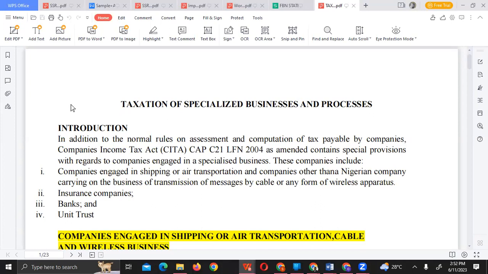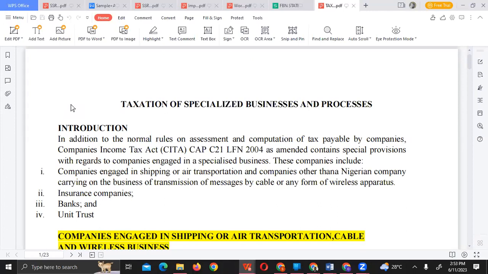And by specialized business, what we simply mean is businesses other than the conventional businesses, which do not run like the conventional businesses, and they need to be assessed with tax. So the modalities in their operations warrant a special way of computing their tax liability. By that, we mean that every time they have a financial statement at the end of the accounting year, there is a special way we have to go about computing their tax liability before they are subjected to tax.